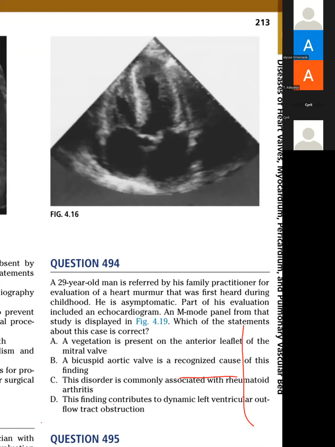So this image is showing severe thickening of the walls of the ventricles. Both the left ventricle and the right ventricle, the walls are thickened.